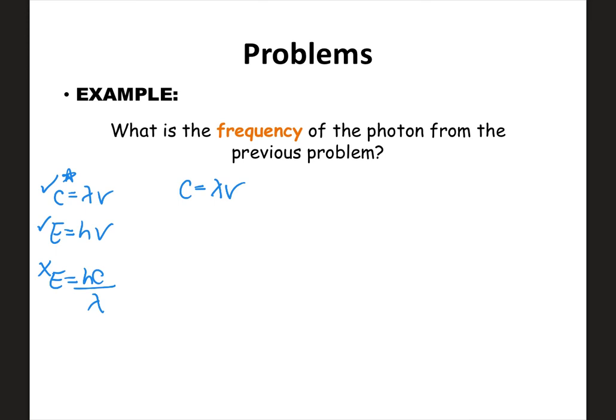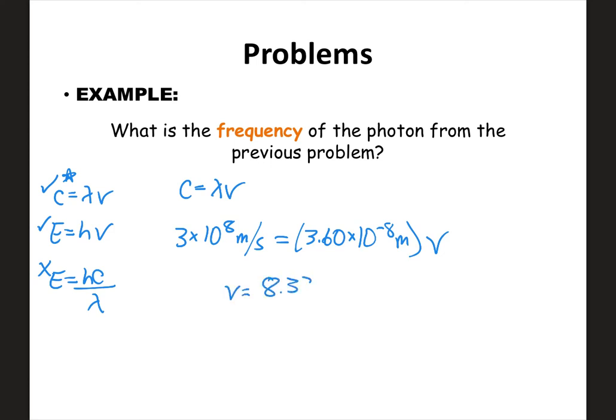So let's plug in. C is 3 times 10 to the 8th meters per second. Wavelength they gave me in the problem was 3.60 times 10 to the minus 8th meters. Remember, we want wavelength in meters, and we're solving for frequency. So when you plug, chug, and solve with correct sig figs, it should come out to be 8.33 times 10 to the 15th. And because we're solving for frequency, our units are going to be hertz. All right, so watch your sig figs, watch your units, make sure you're showing the equation you're using.